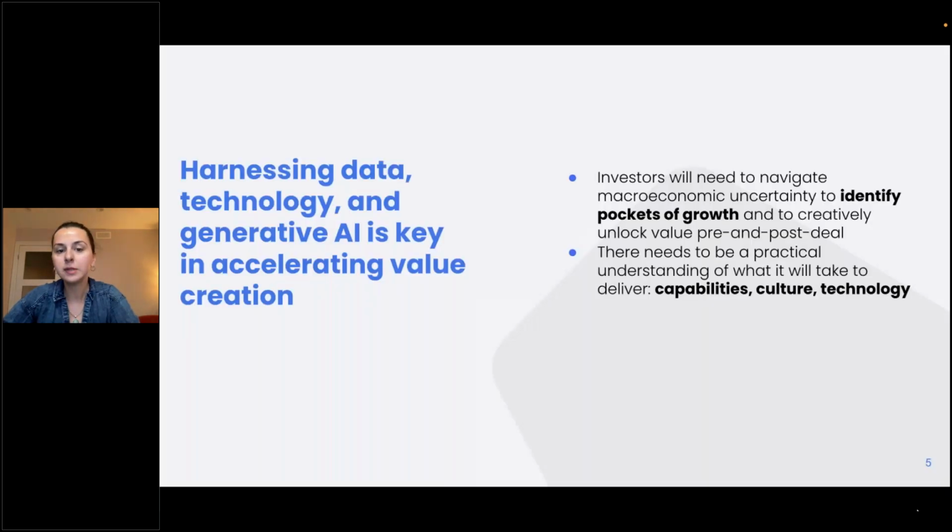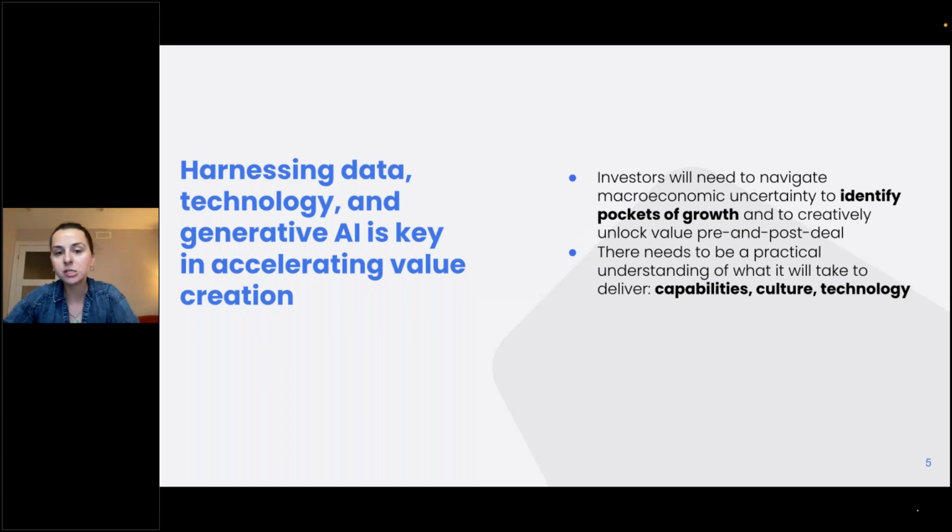So investors will need to navigate macroeconomic uncertainty to identify pockets of growth and to creatively unlock value both pre and post deal. This means being adaptable and recognizing opportunities even amidst economic volatility, and being innovative in extracting that value throughout the investment life cycle. So by using data or technology to drive these really important key decisions.